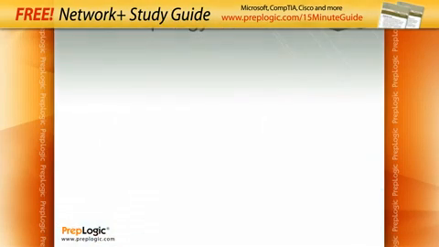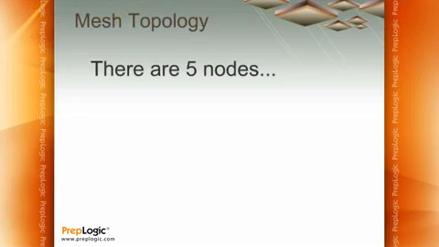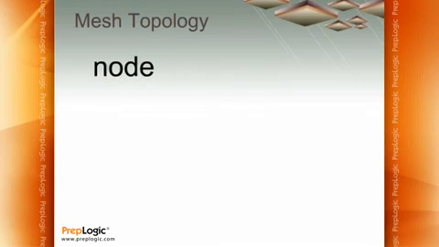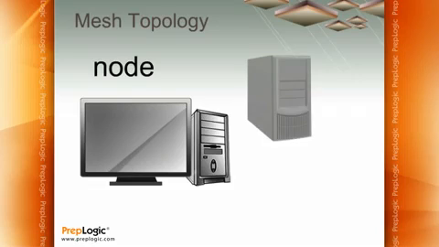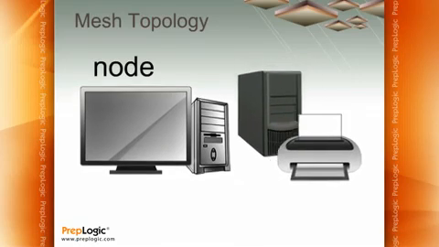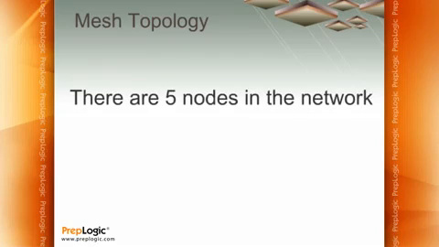This is critical because you're going to be asked about this in Network Plus. There's a little formula you need to memorize, and it looks like this. When you're working with a mesh topology, you're going to be asked questions like, there are 5 nodes. Be careful when we say the word node. In a network, a node could be a computer, it could be a server, it could be a printer. It's anybody who's a part of the network. So we have 5 nodes in the network.